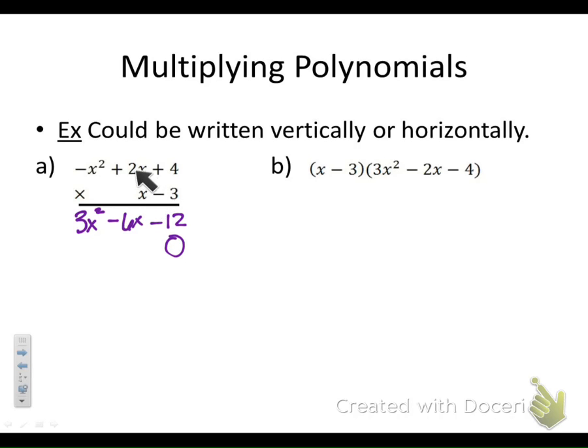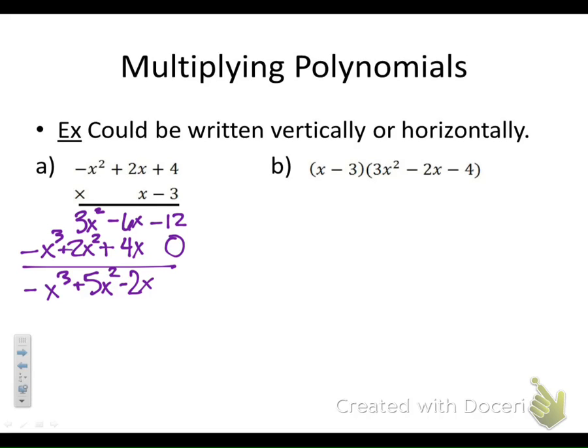Distribute the x to everything. So you get positive 4x, positive 2x squared, and negative x cubed. It's kind of nice lining up the like terms. So if you ever see it in vertical form, that's how we would attack it.